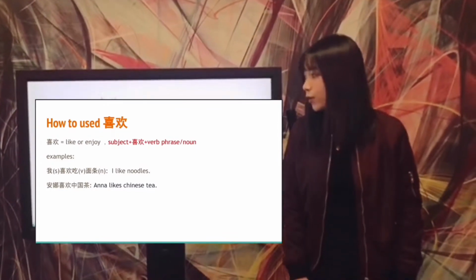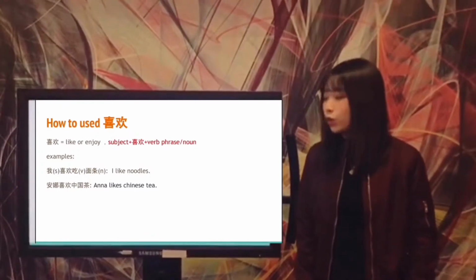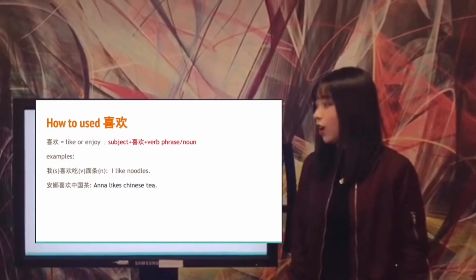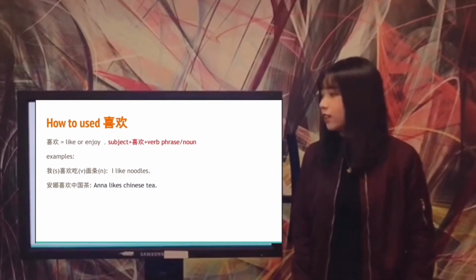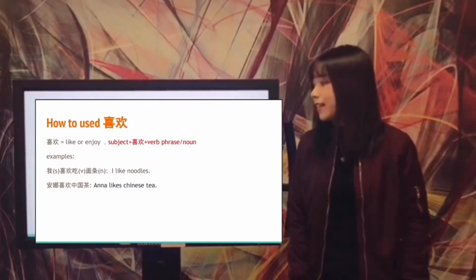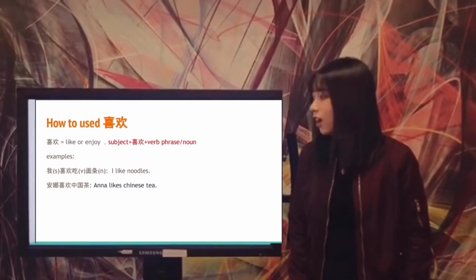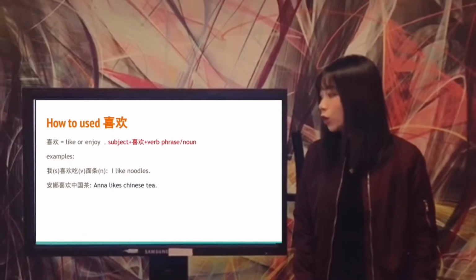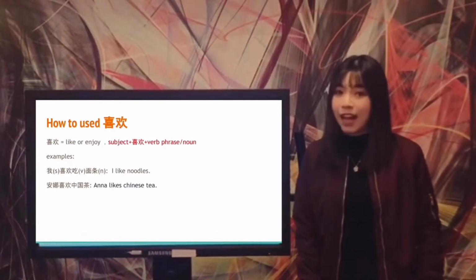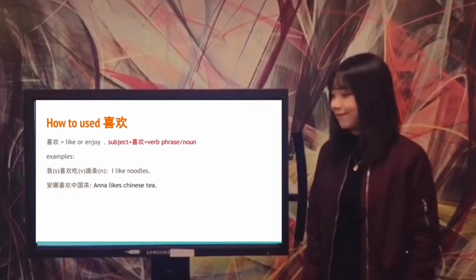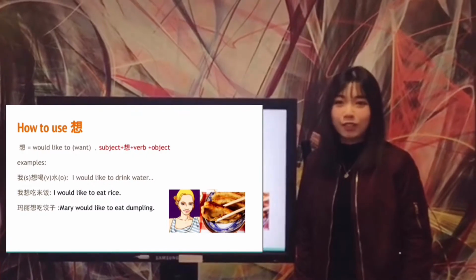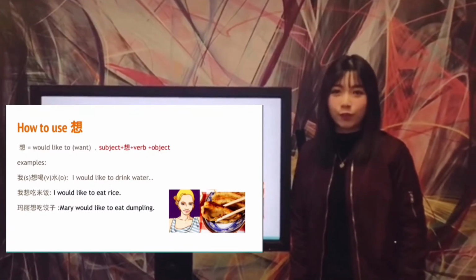Here are some examples. I like noodles. 我喜欢吃面条. 我 is the subject. 喜欢吃 is the verb. 面条 is the noun. So how can we say Anna likes Chinese tea? 安娜喜欢中国茶.